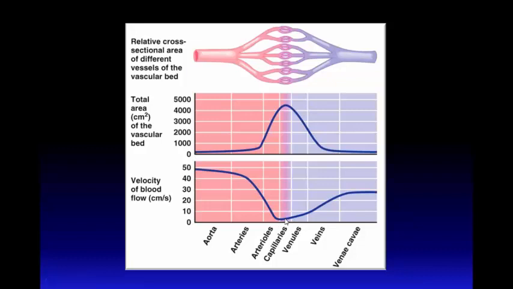is minimal in the capillaries, and this is very important so that enough time would be available for the exchange of oxygen, nutrients, and the metabolic byproducts between blood in the capillaries and the interstitial fluid.